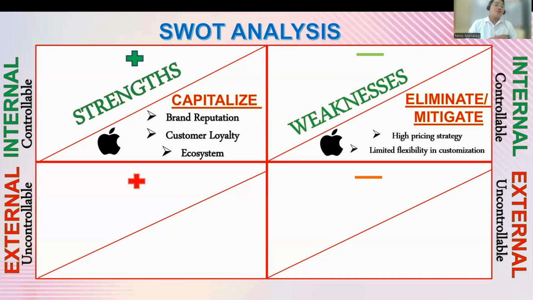Now, what are we going to do with these weaknesses? Apple mitigates the effects of high prices by offering financial options or trade-in programs, making their products more accessible. Addressing these weaknesses helps retain and attract a broader customer base.